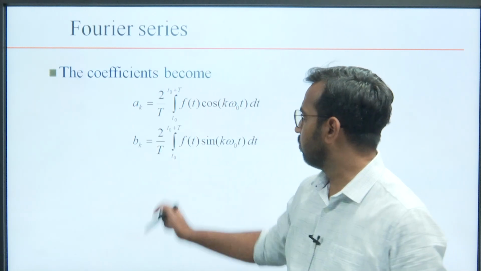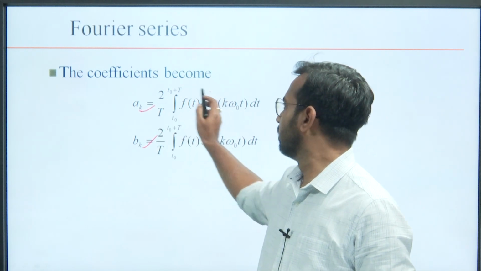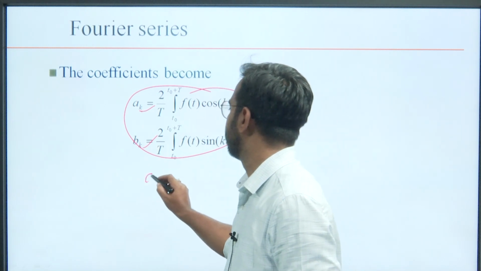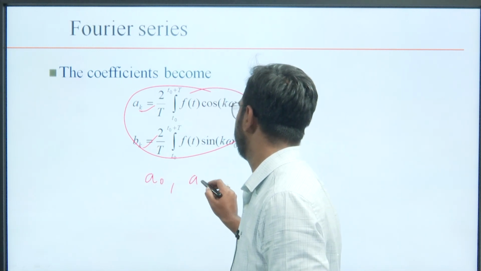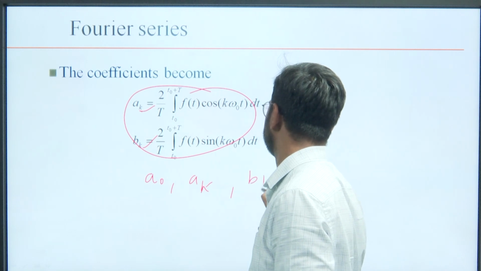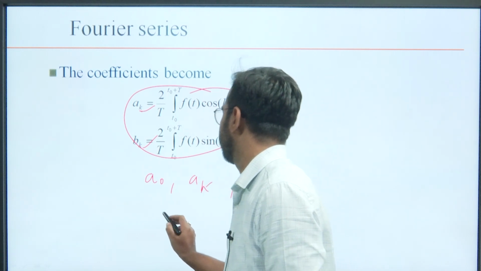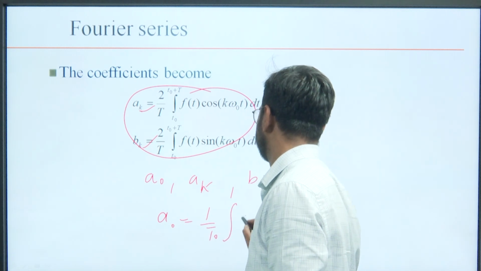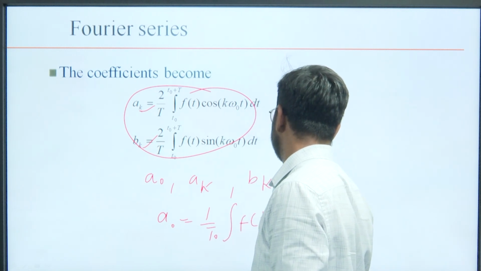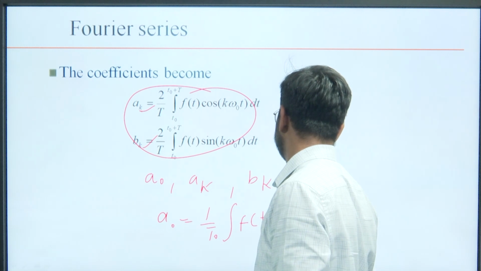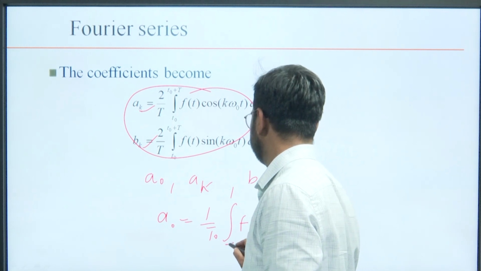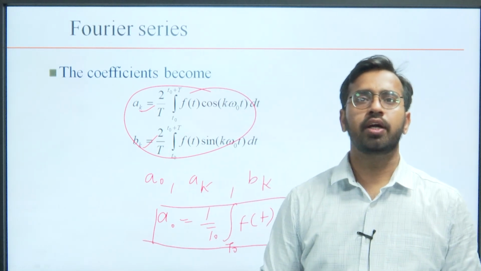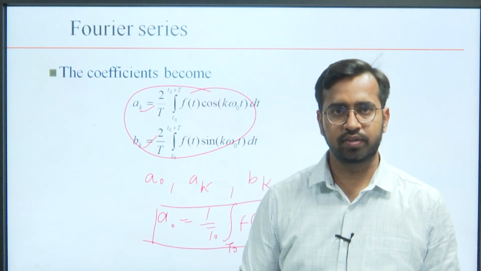So, these were the coefficients we were getting, A k and B k. We were having three things, A naught, A k and B k. A k and B k are already represented here. A naught was basically what? It was basically the average, or you can say the DC value of a given signal.